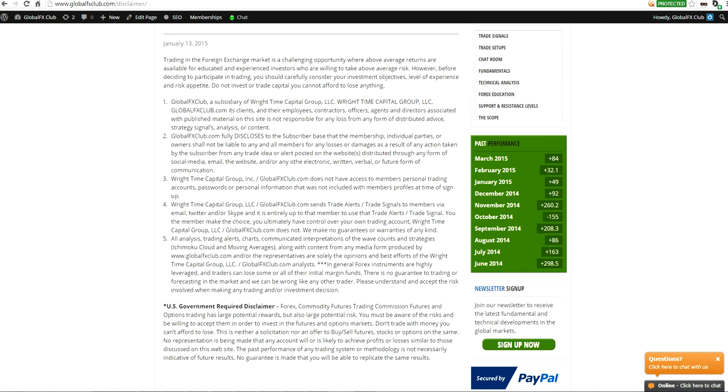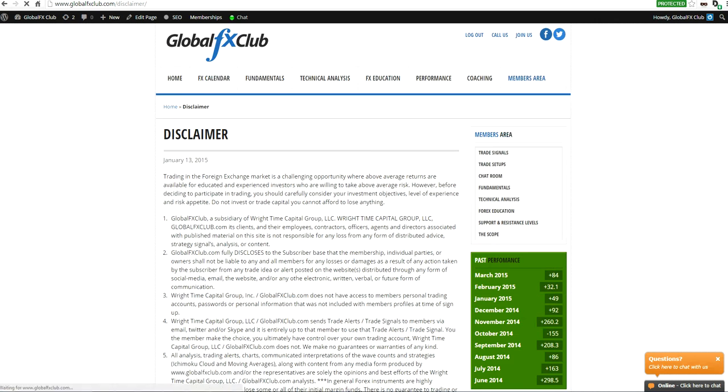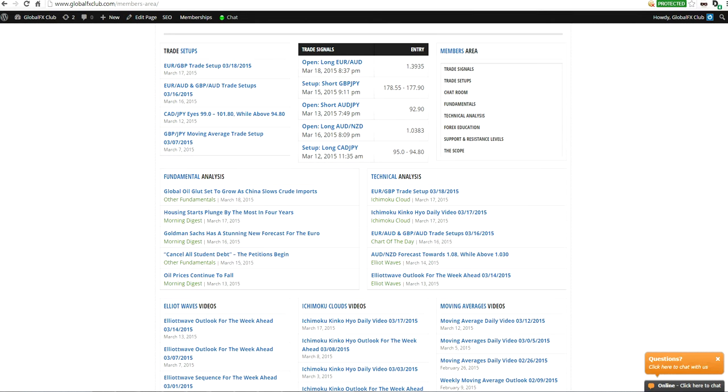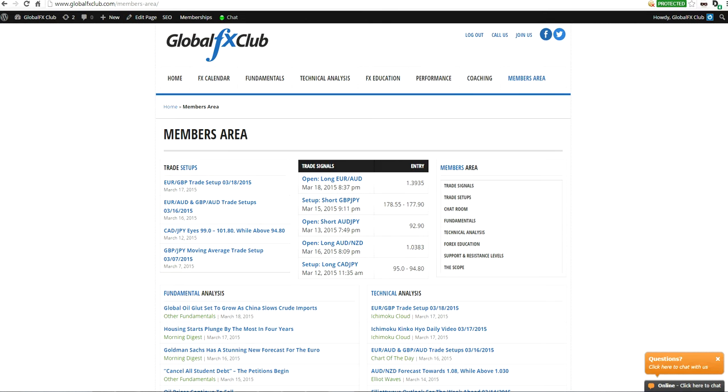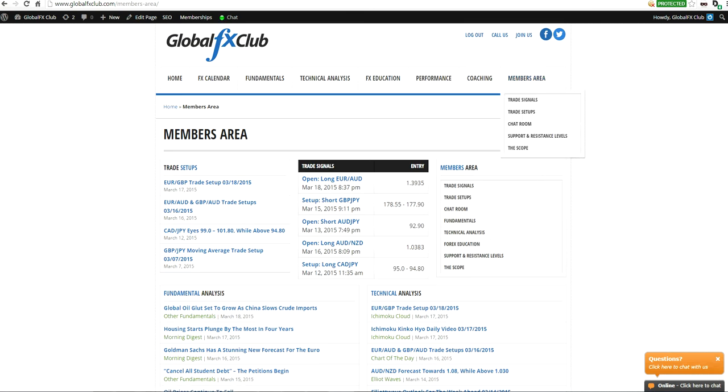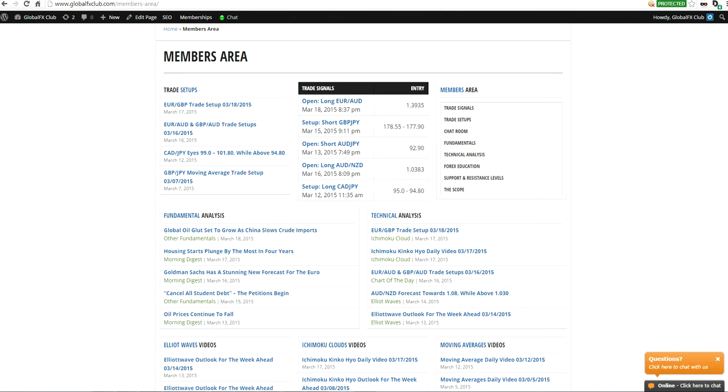All right, let's look at the market from a moving average standpoint. But just before we do that, let's jump into the members area. If you are not logged in, just go to the top of the page and log in, and then the members tab will appear. You have the drop down and everything else here. Okay, trade setups as such, trade signals.